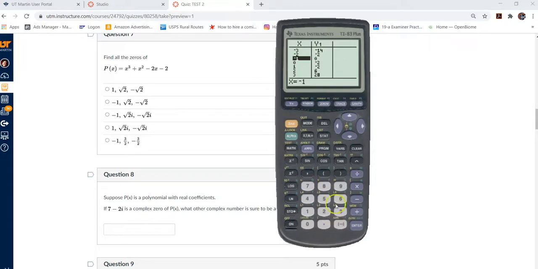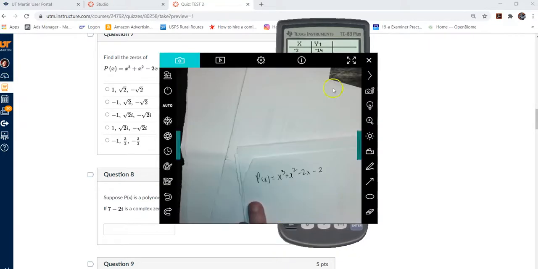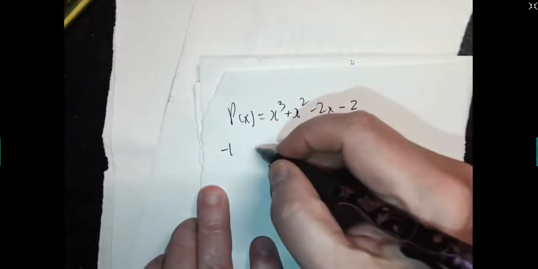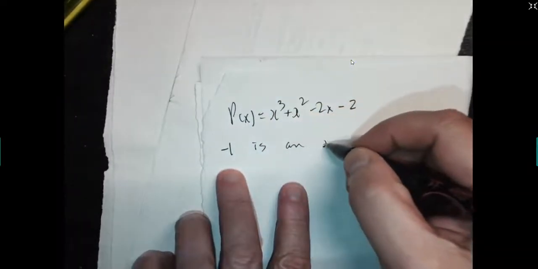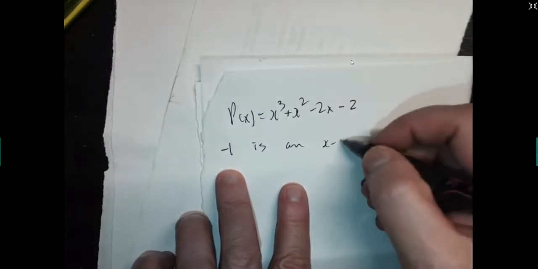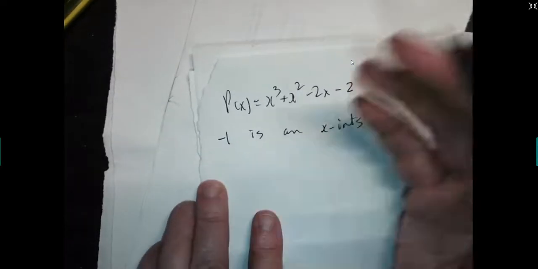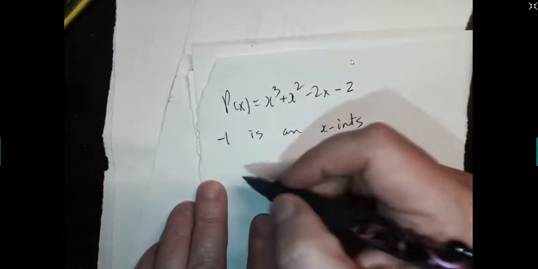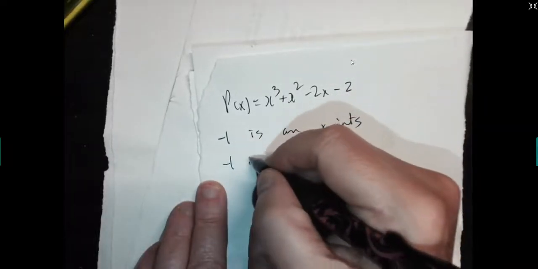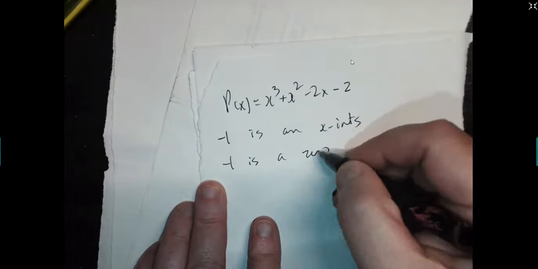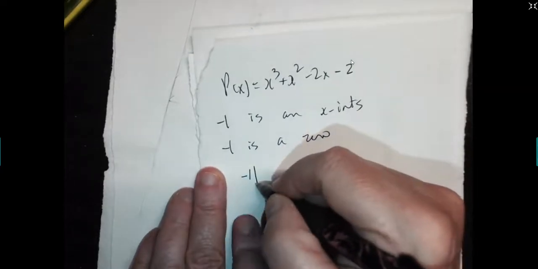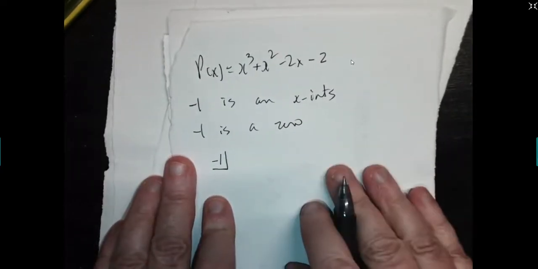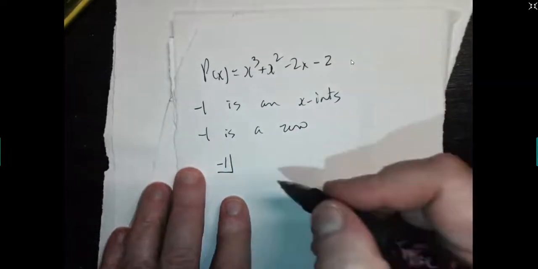And from the graphing calculator, negative 1 is an x-intercept. I have an x-intercept at negative 1. And so x-intercepts give me zeros, real zeros. So negative 1 is a 0. So if I do synthetic division with negative 1, I should have a remainder of 0, and I should be able to factor this.